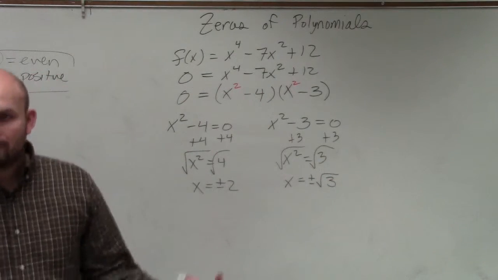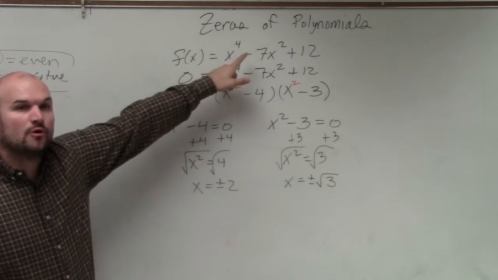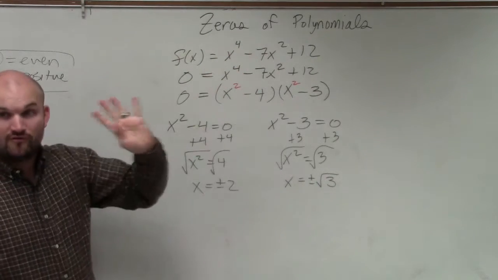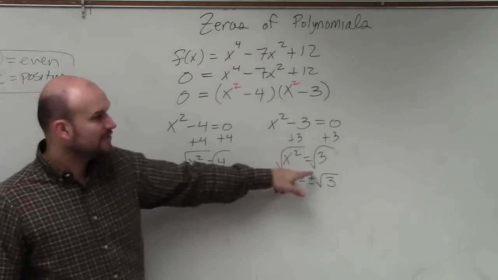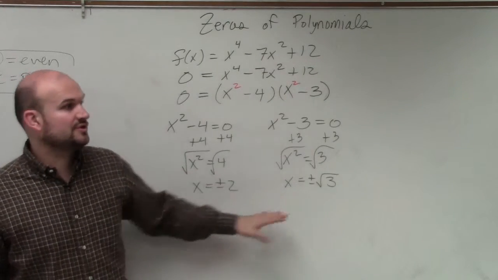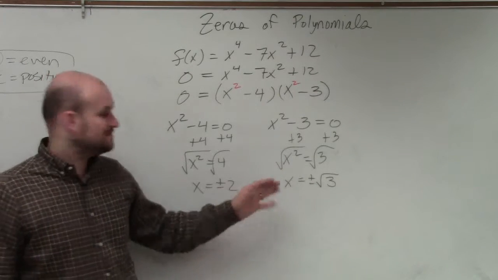Now, again, let's talk about what we know. The degree of the polynomial is 4. How many zeros, how many solutions should we have? 4, right? 1, 2, 3, 4. Are all of our solutions real? Yep. So those would all be represented by x-intercepts. These would all be x-intercepts.